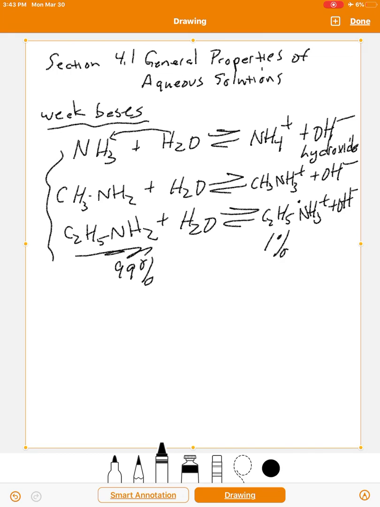So we call them weak bases. They're forming hydroxides, that's why we call them bases. They're weak bases because you only form a little bit of them. So you get some ions. Remember, these are charged. Those are ions. So these are weak electrolytes also.